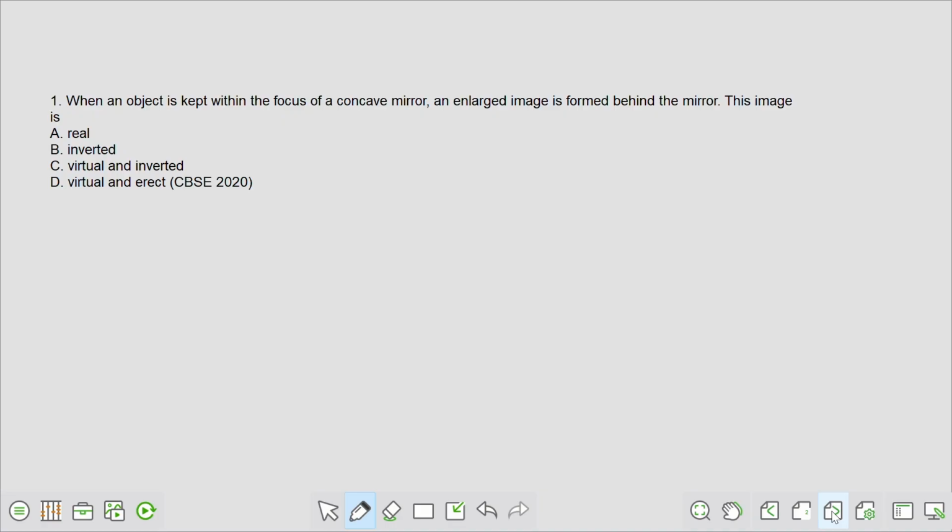So the first question says, when an object is kept within the focus of a concave mirror, an enlarged image is formed behind the mirror. The image is... So here we have two clues. It says within the focus of a concave mirror, and an enlarged image is formed behind the mirror. We have already learned the image formation by concave mirror, and we know that at one position we get the image behind the mirror. So what is that position?